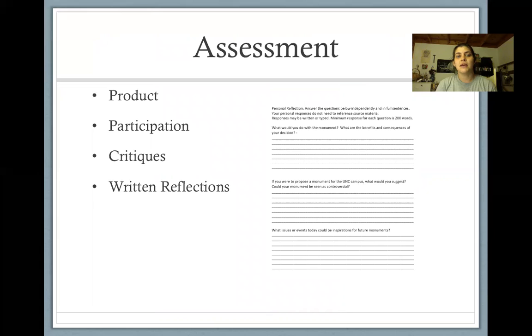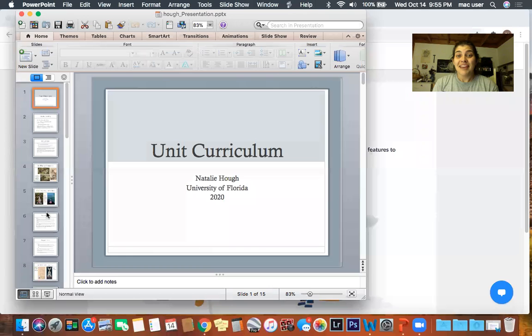So for our assessment, there will be a four-pronged assessment approach. There's going to be the final product, participation throughout. That includes peer assessments and peer critiques in partnerships, in addition to participating in group discussions. The critiques themselves, the final critiques, as well as written reflections. So I want all of those to factor in equally to the grade, so that you're getting the best view of the student's comprehension.